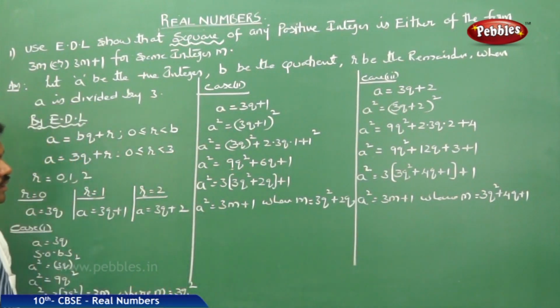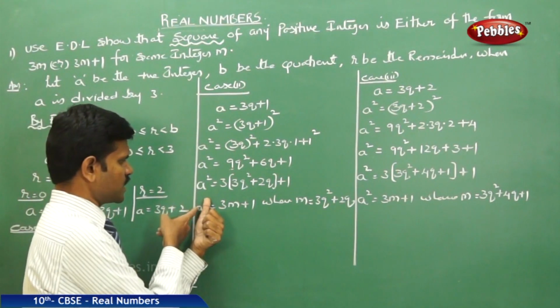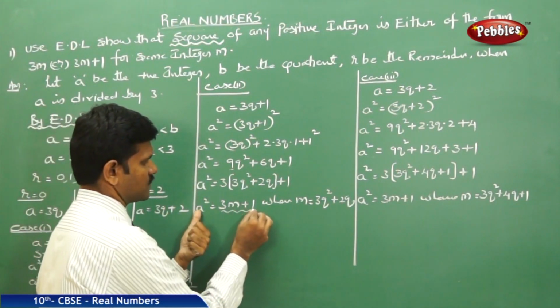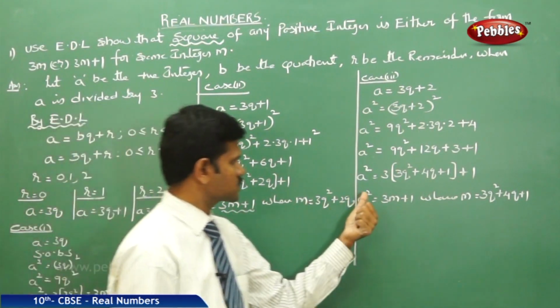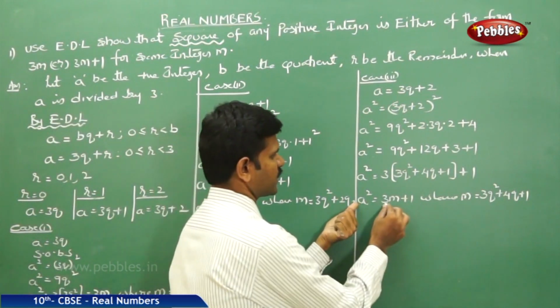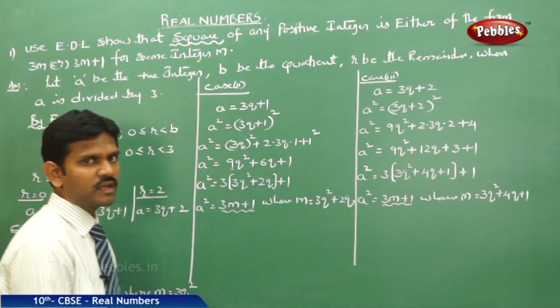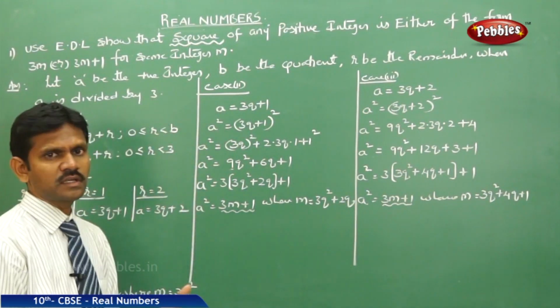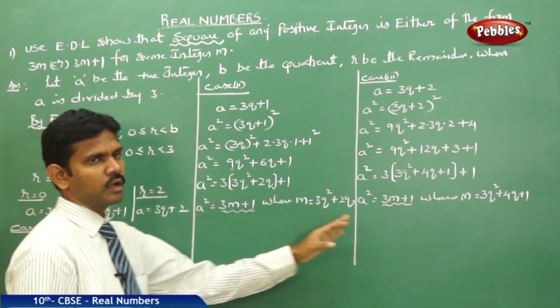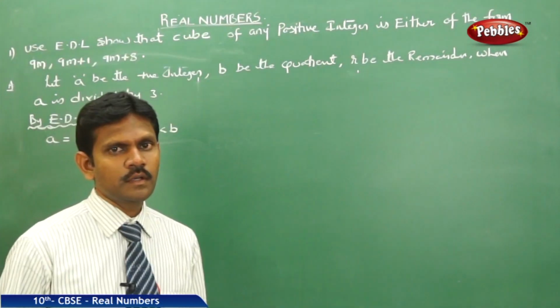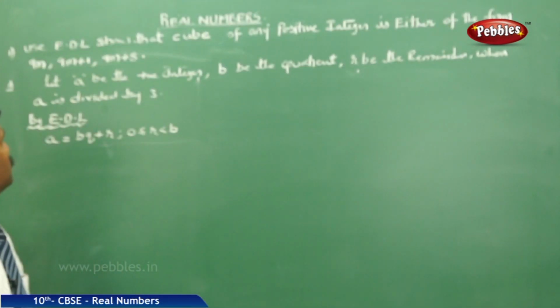Now let us see the conclusion. Square of any number is of the form 3m. Square of any number is of the form 3m plus 1. Next, square of any number is of the form again 3m plus 1. Therefore I conclude that the square of any number I can express is in the form of 3m or 3m plus 1. See your next problem.